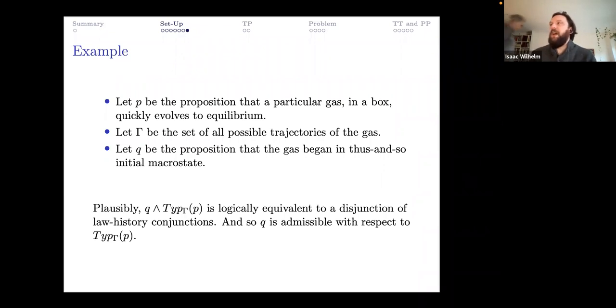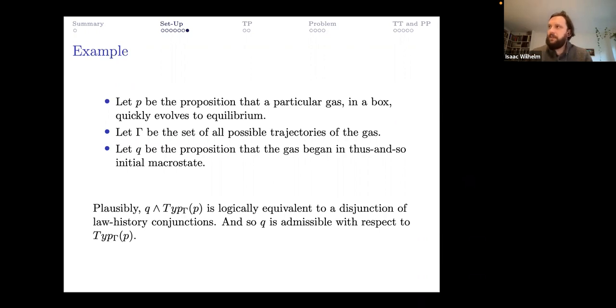Yeah. And logical equivalence is just my more techie way of saying it doesn't say anything more or less than would be said by a big disjunction of the form: this is the law and this is what happens in the world, or this is the law and this is what happens, and so on. So you have a bunch of law-history conjunctions and you take the disjunction of that, and if it just so happens that this whole thing is equivalent to saying Q and typicality of gamma P, then you would say that Q is admissible. Exactly.